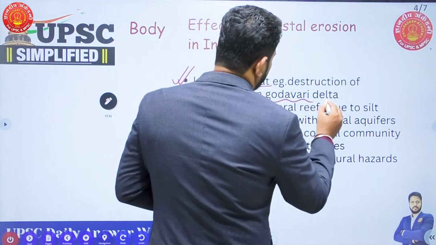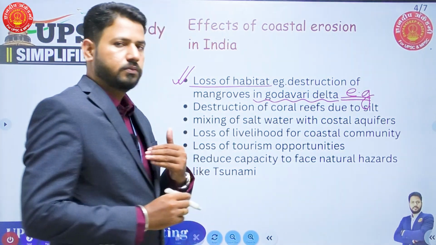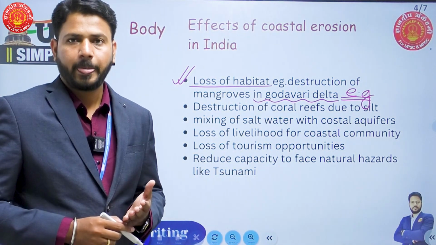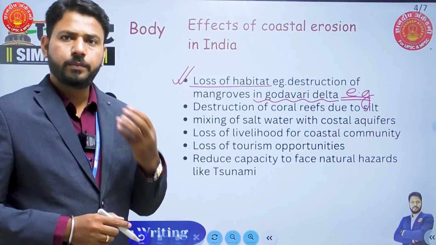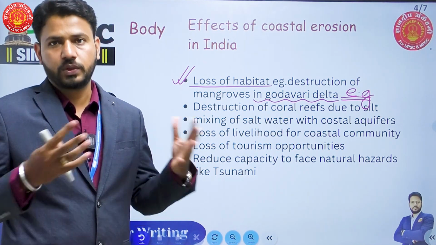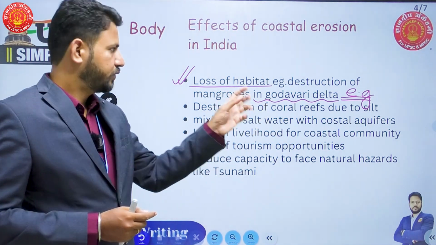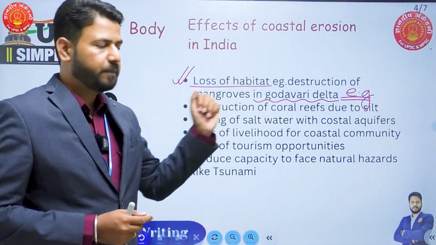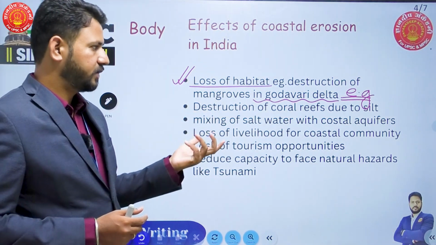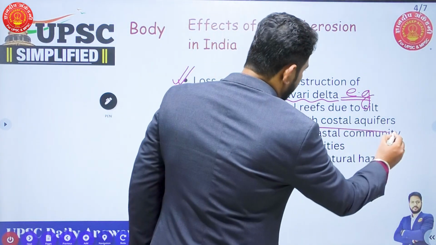This is how you should try to find examples for substantiating your points. For every point, I want you to have examples from India. If the question is from India, and if the question is global, you can always find such examples. So there's loss of habitat in Godavari Delta. Then you have destruction of coral reefs due to silting. Then mixing of salt water with coastal aquifers.